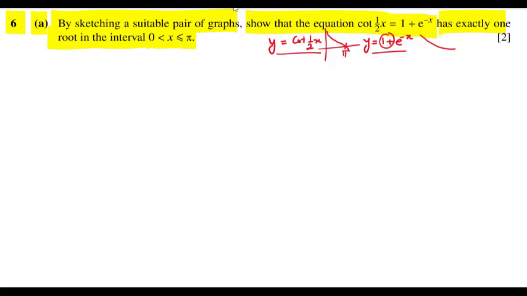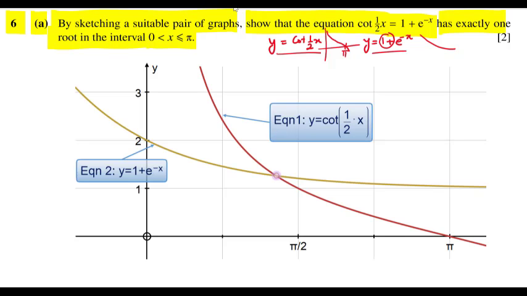So I have used technology to show the graph, where we can see it is going to meet at one place. So here is the graph. The red curve is the graph of y equals cot x by 2, and y equals 1 plus e to the power minus x is this yellow graph, and we can see between 0 and pi it is meeting at a single point, only one point. That's why it has exactly one root in the interval 0 to pi.